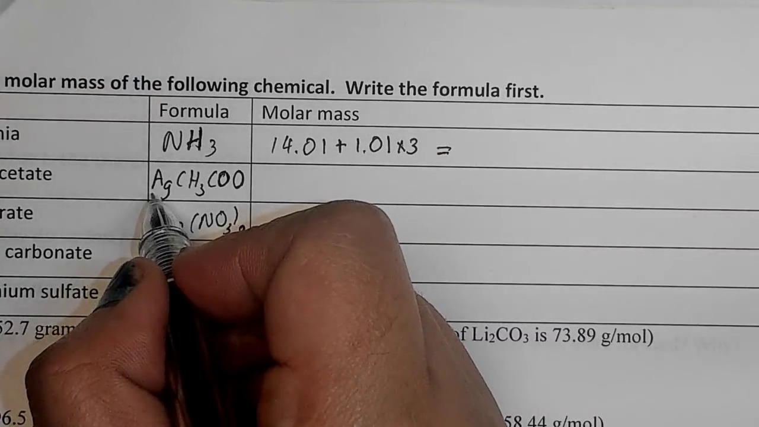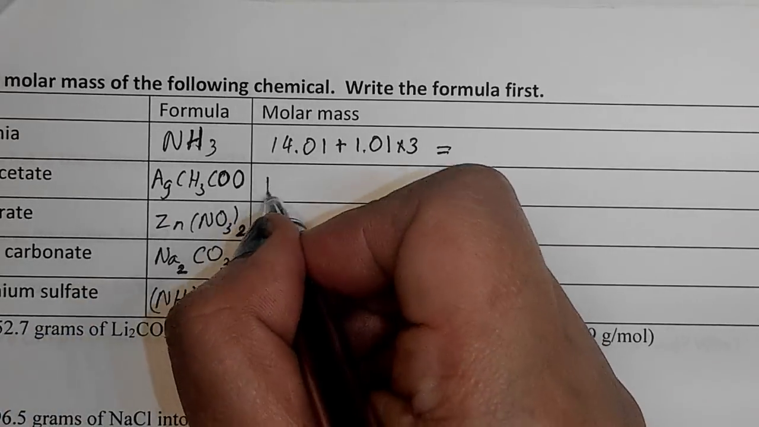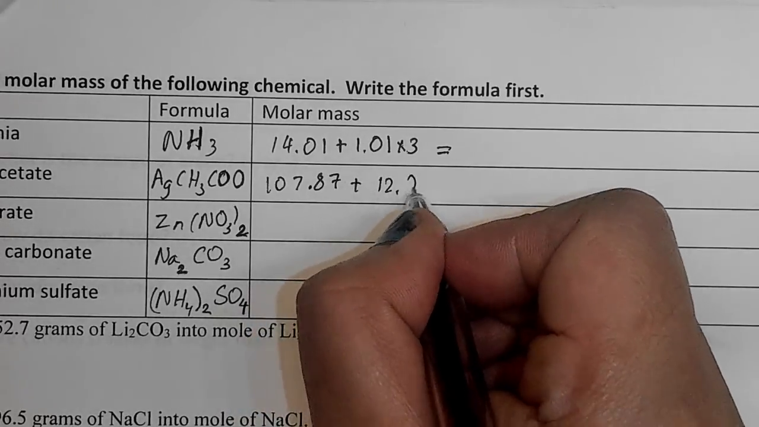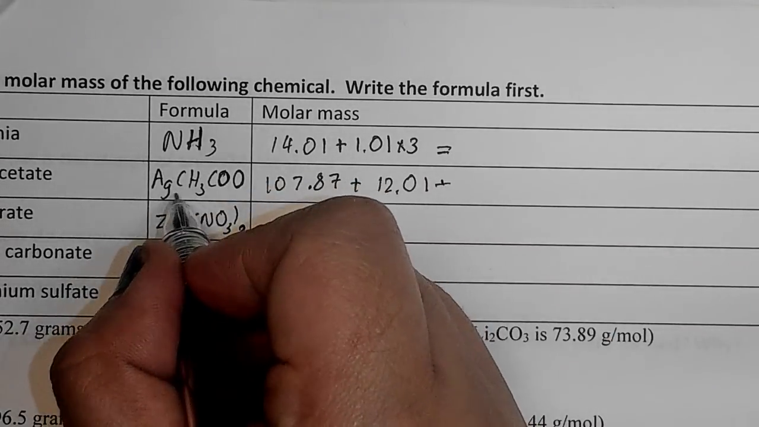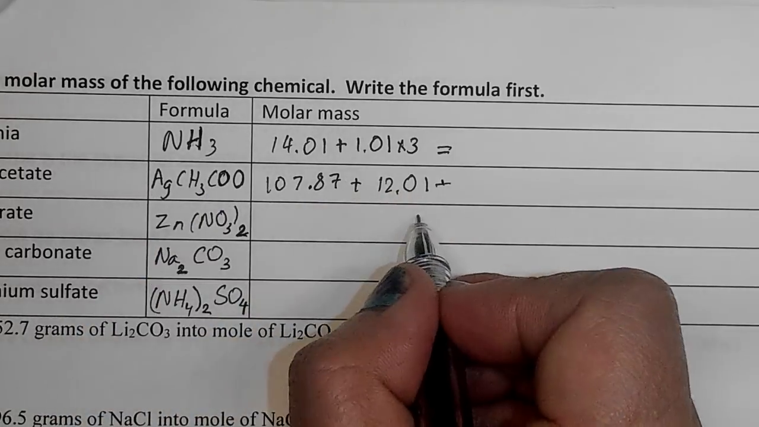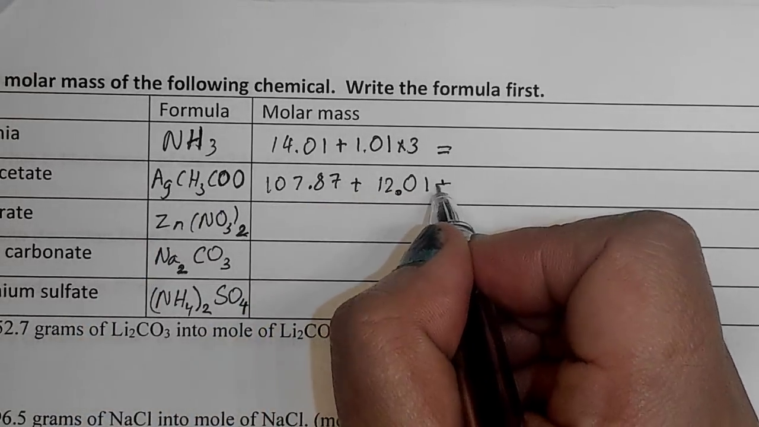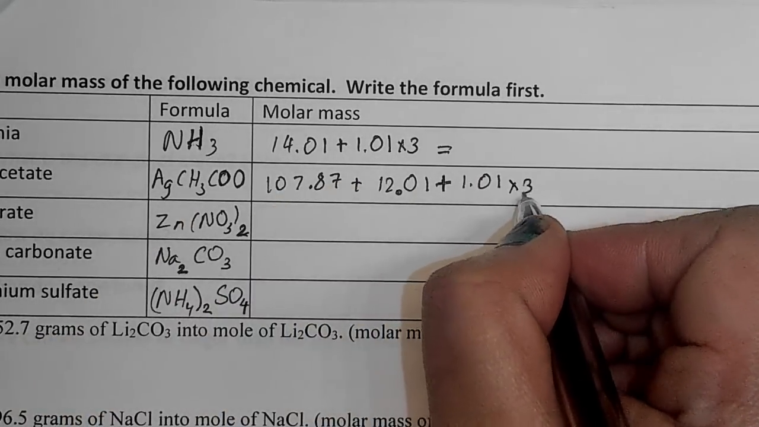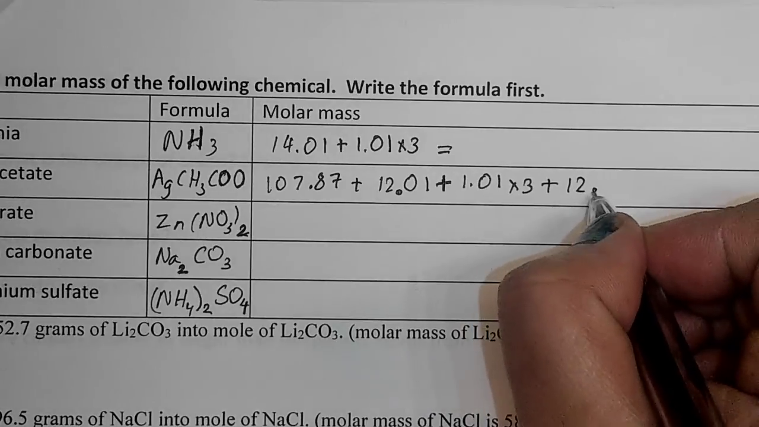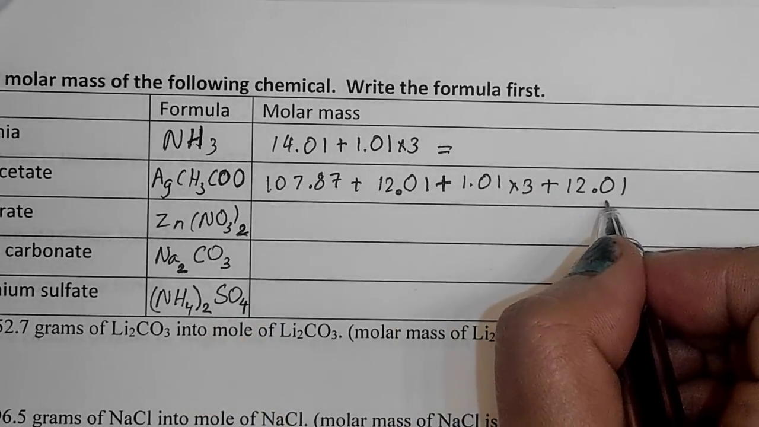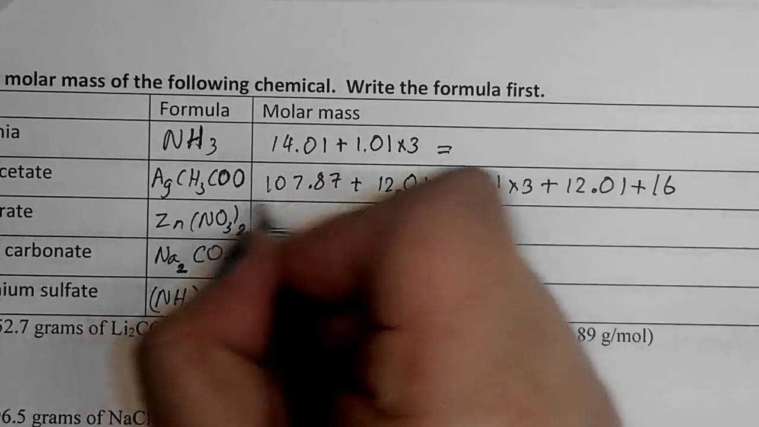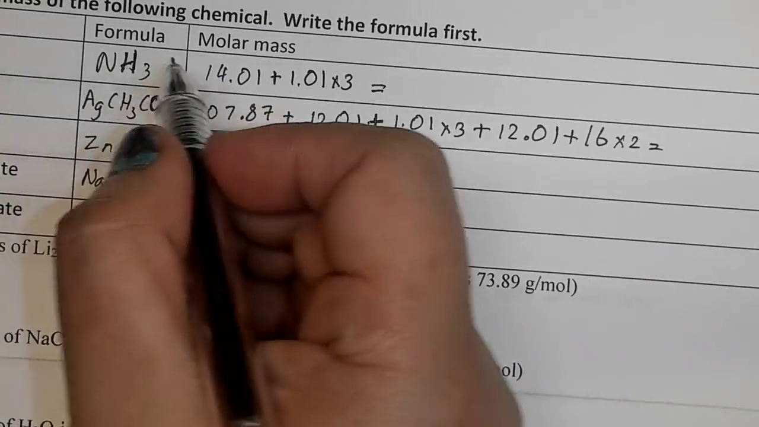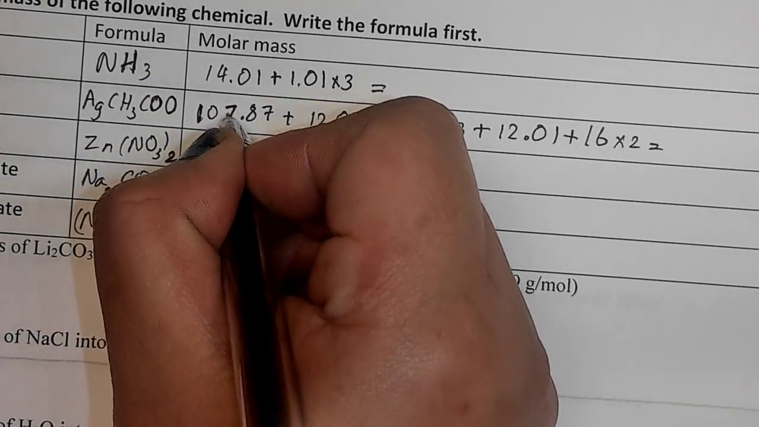Next one, same thing. Ag is 107.87 plus C is 12.01. If you want, I can say plus and then plus later, or I can say 12.01 times 2. Either one is fine. Say I already started writing plus, I'm just going to continue. H is 1.01 times 3 plus another C. Like I said, if I don't write times 2 here, I just write it again. Okay, O is 16, but this time I see 2 O, so times 2. Either one's fine.